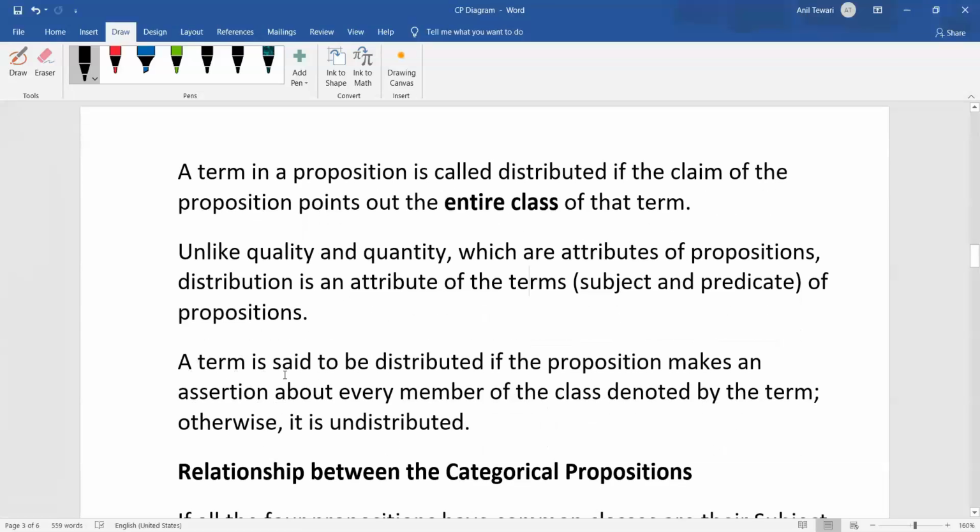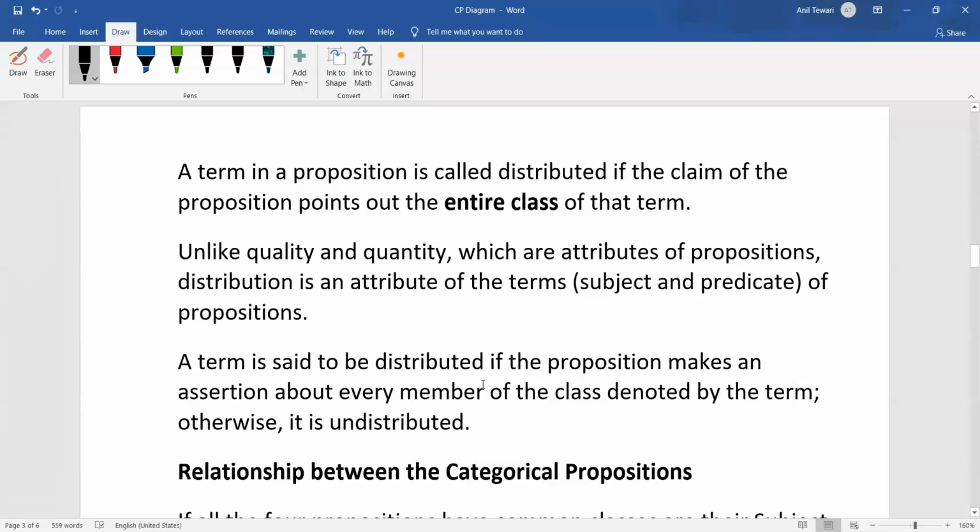And how do we say that? This is another formulation of the same idea: a term is said to be distributed if the proposition makes an assertion about every member of the class denoted by that term. So we say all S are P. That means all members of S are referred to. Similarly, when we say no S are P, no member of S is part of the entire P. So this entirety of P is also referred to. So subject and predicate both are distributed in E proposition.